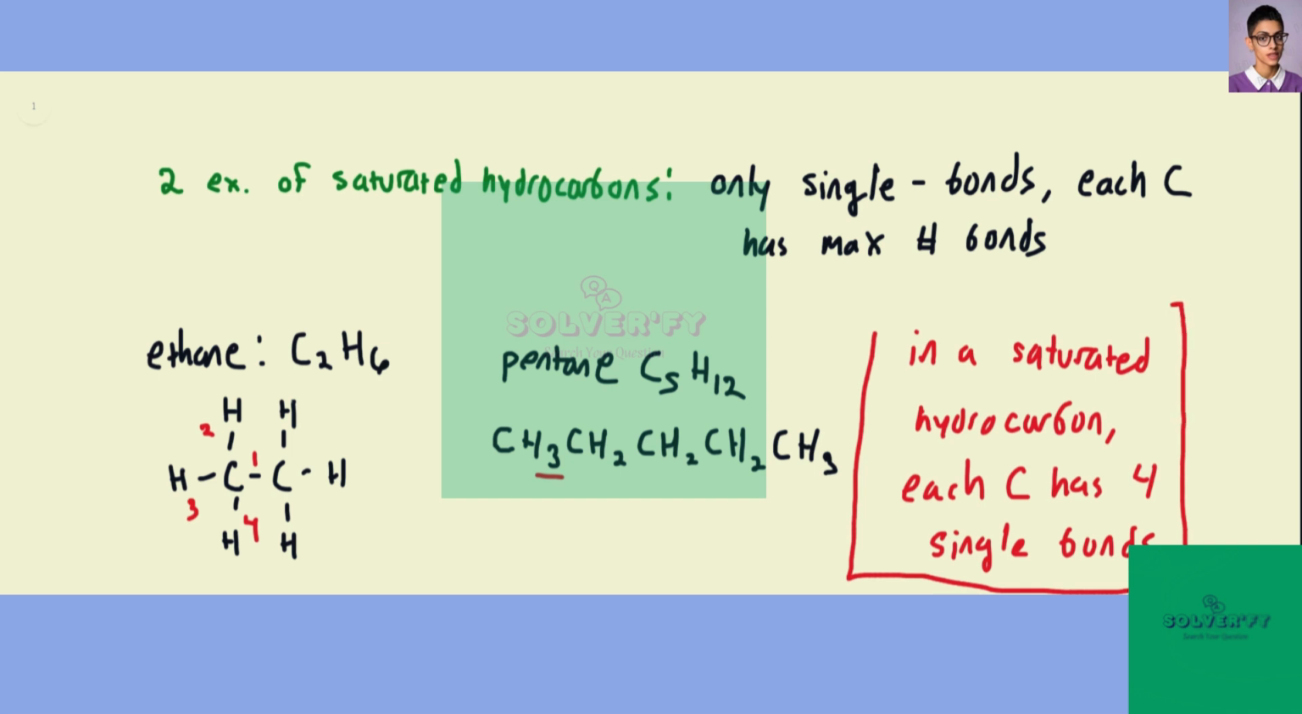So for this question, you need to have 2 examples, either mine or your own, and then you need to also acknowledge that each carbon has 4 single bonds attached to it.